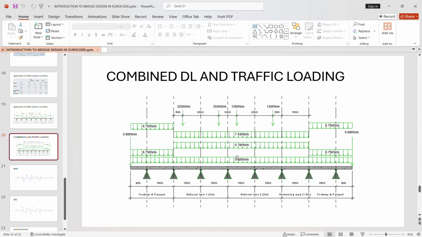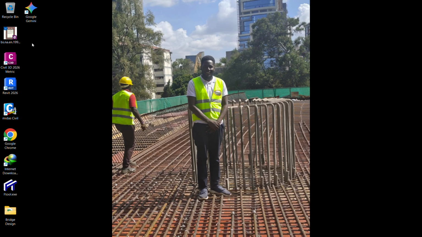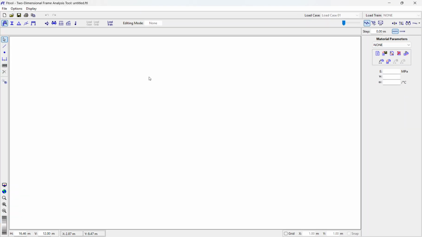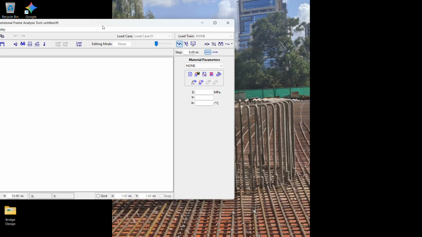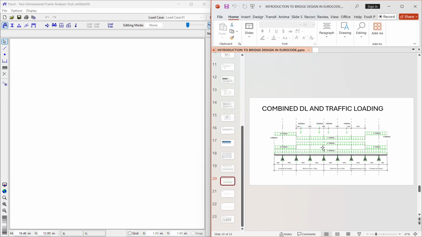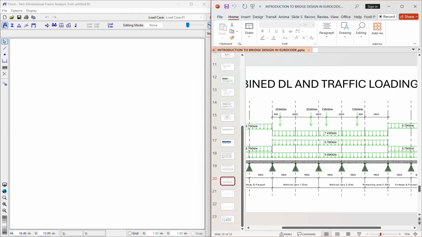So my software of choice for this analysis was F-Tool. It is a very lightweight software, and I find that it comes in handy when doing these small things. So let us apply our loading.